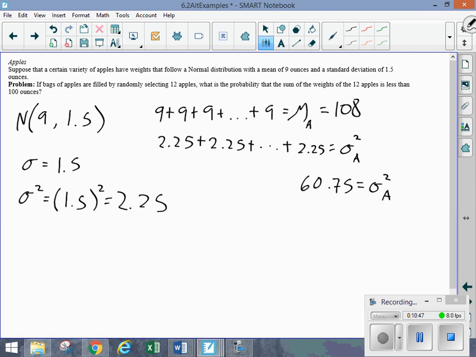And then I need to take the square root. Each of those multiply times 12. And then take the square root. Alright, so that's just the groundwork, finding the mean of our new distribution, right? Of selecting 12 apples with a mean of 9 ounces.